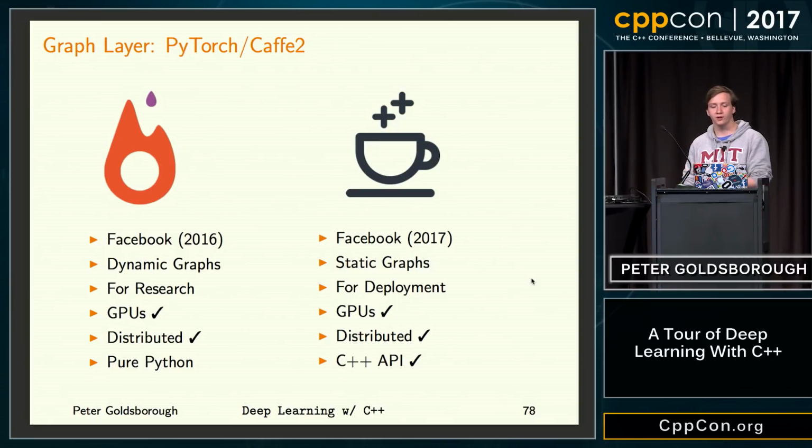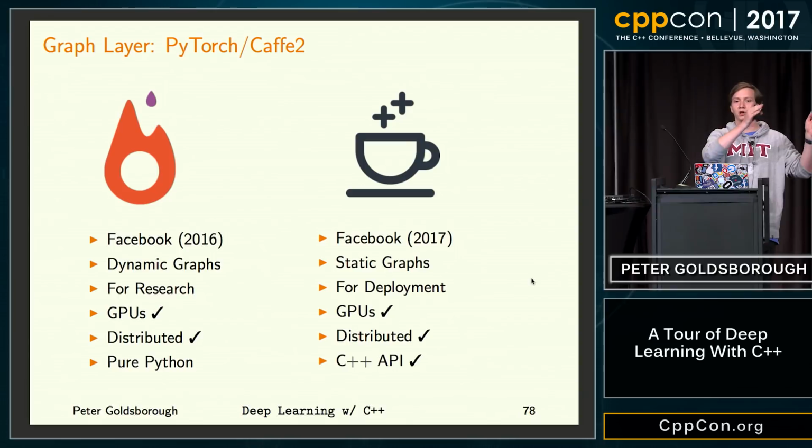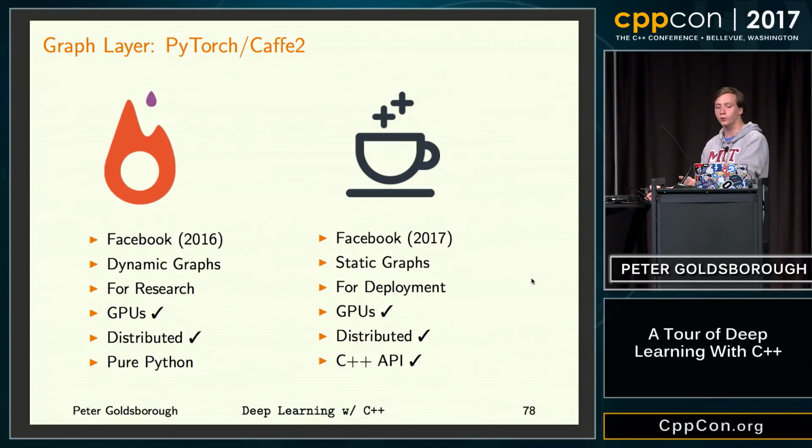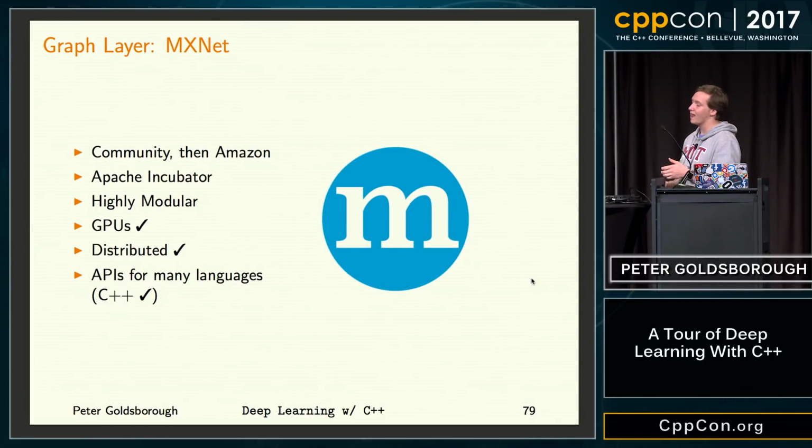On the other side, you have Caffe 2, which is based on Caffe, which actually has a C++ API that's quite usable, not very usable, but it exists. The idea is usually that you would do your research in PyTorch and then export your code into a format understood by Caffe 2. Caffe 2 uses static graphs and can do things like compilation and optimization and distribute your model across many machines. It's a lot less nice to work with, but you have this split of responsibilities, which is nice. The last framework I want to talk about is MXNet.